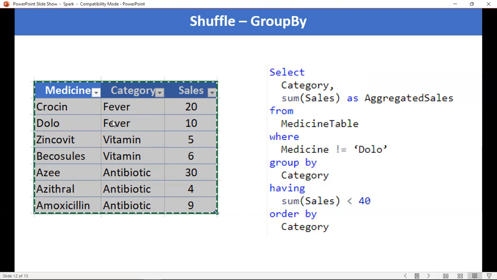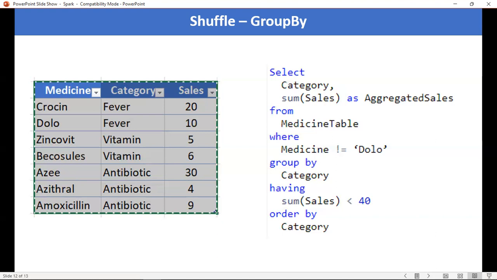Here we see a data set of medicines. For example, Crocin is a fever medicine, Dolo is also a fever medicine. And the third column, sales, tells you how many strips of that particular medicine are sold in that shop. Same way you have vitamin tablets like Zincovit, and then you have antibiotics and their sales. For example, AZ is an antibiotic, and 30 strips were sold in one single day at a specific shop. So this is what the data is all about.